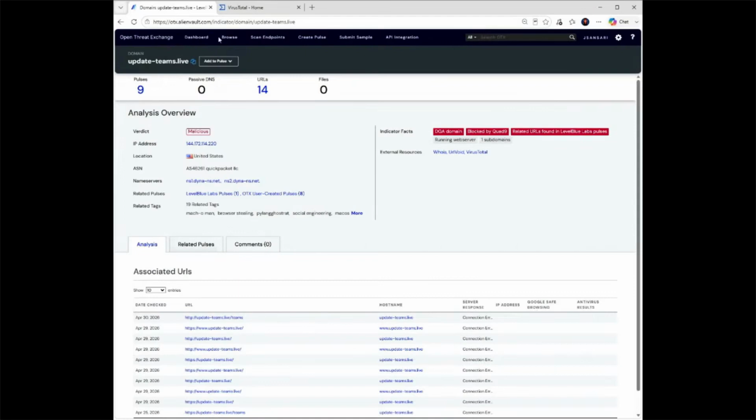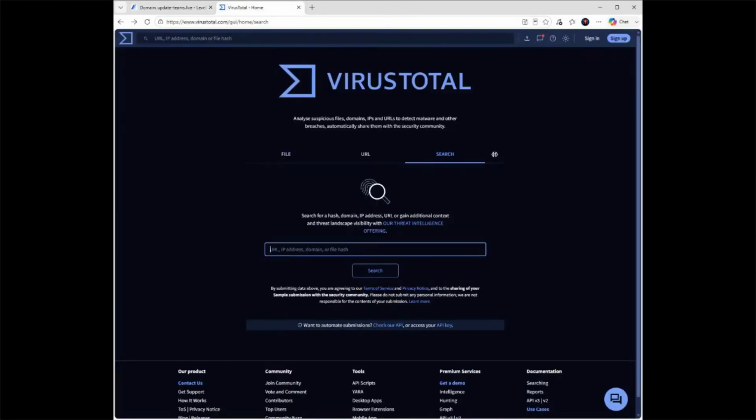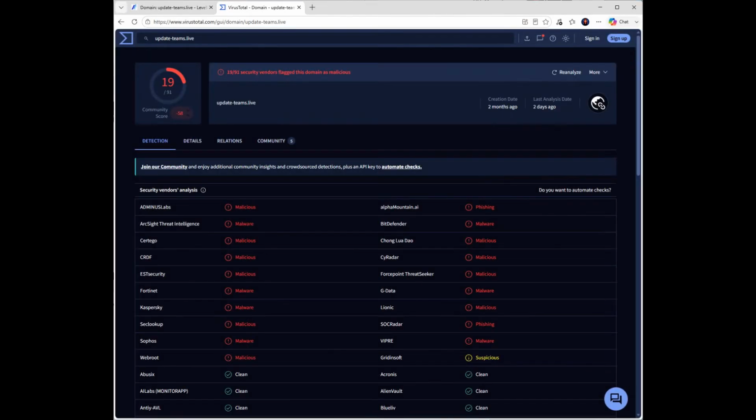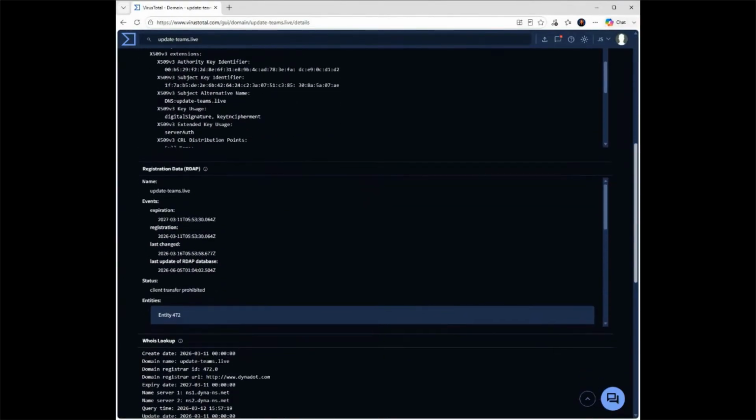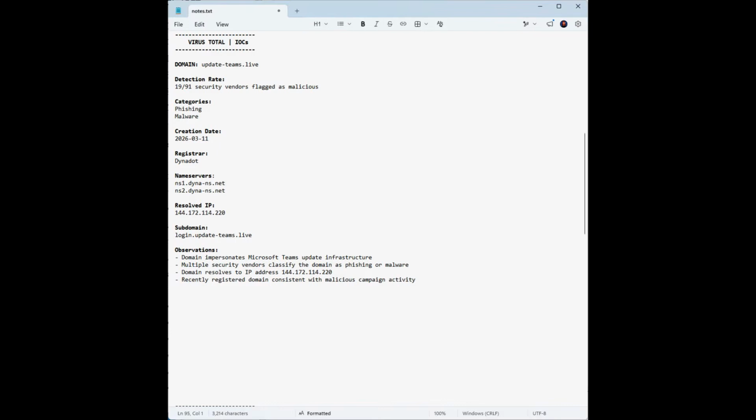Next, I'll examine the domain to determine whether it's been associated with malicious activity. VirusTotal shows that 19 out of 91 security vendors flagged the domain as malicious. The domain update-teams.live appears to imitate a Microsoft Teams update page and was registered in March 2026. The VirusTotal results classify the domain as malicious and show that it resolves to the same IP address identified during the investigation. Its recent registration date and Microsoft Teams theme name are also consistent with phishing activity.